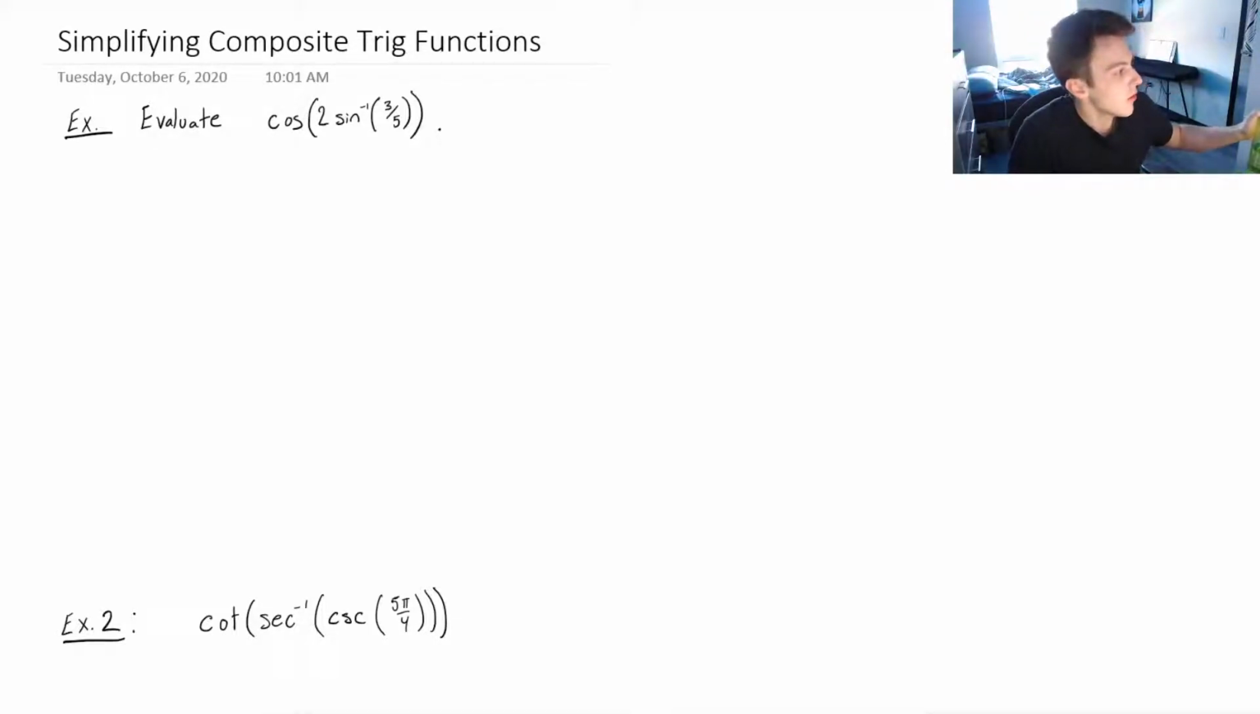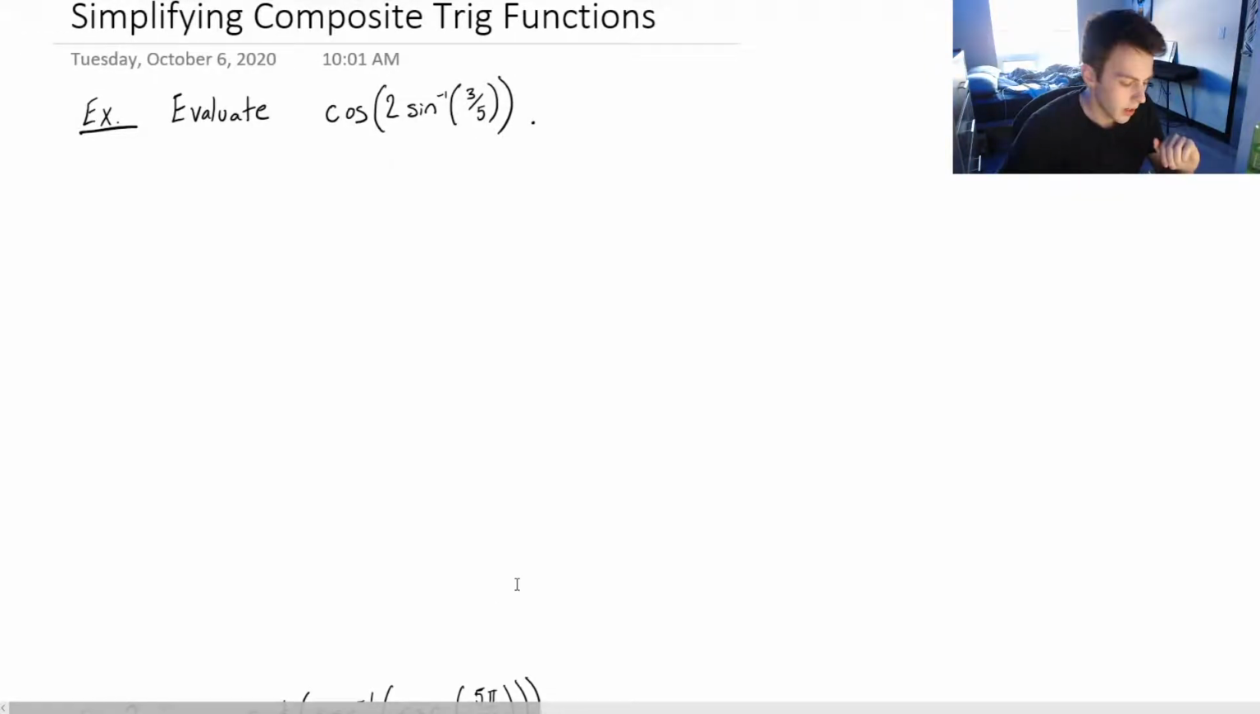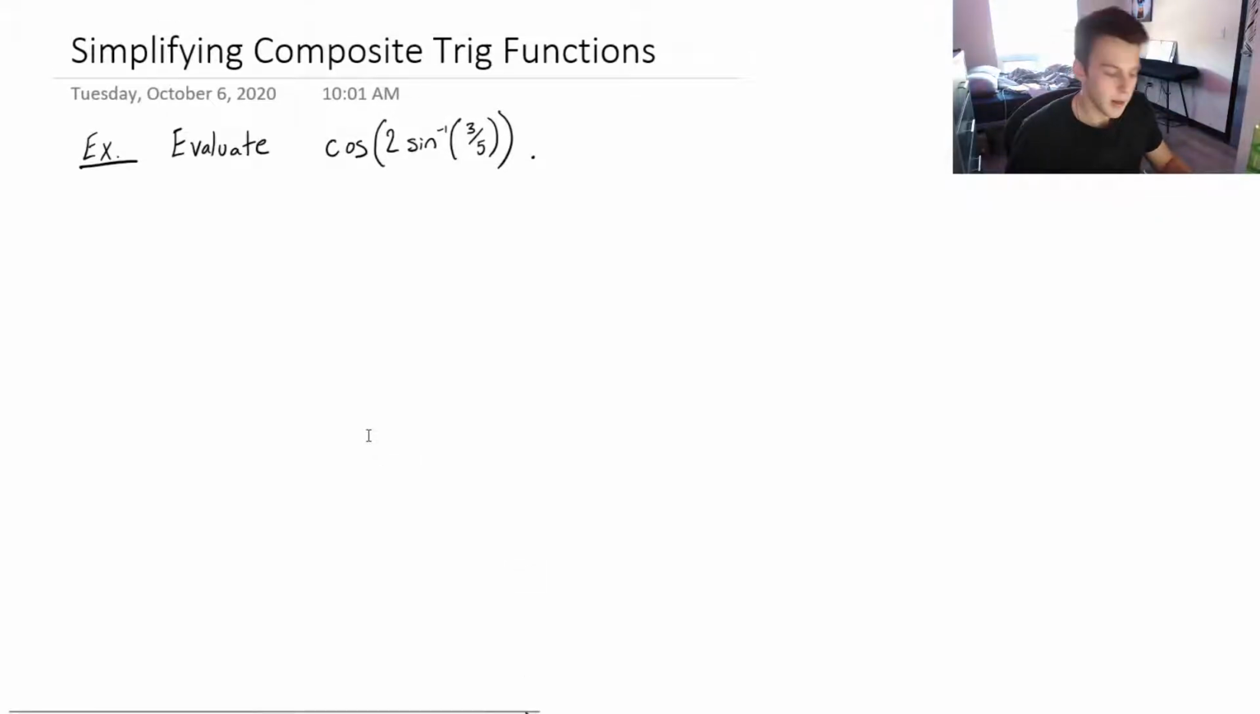Hey guys, I want to do a video that is evaluating composite trig functions. So trig functions inside of trig functions, and how do we evaluate stuff like that. So we're going to take a look at this example, and we have that cos of 2 sine inverse of 3 over 5.